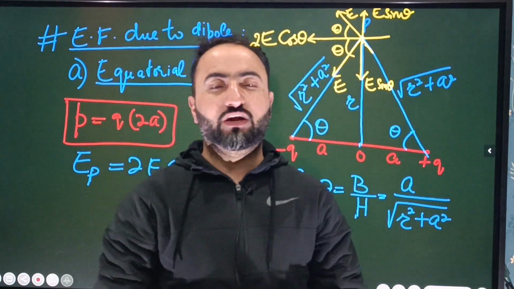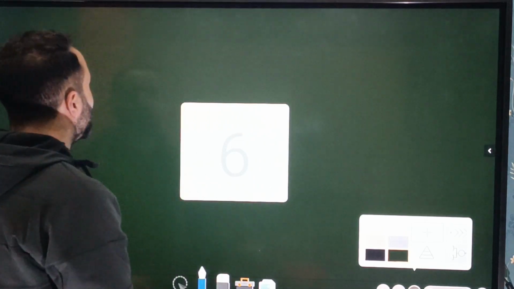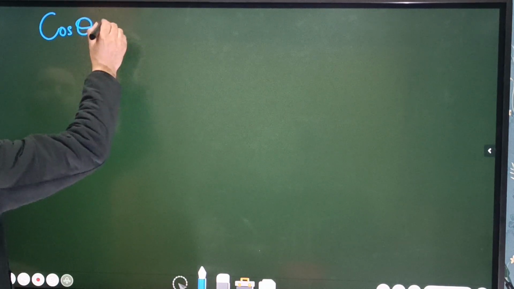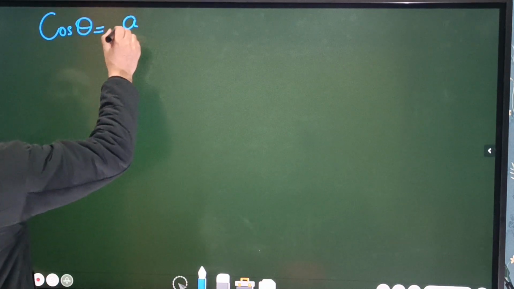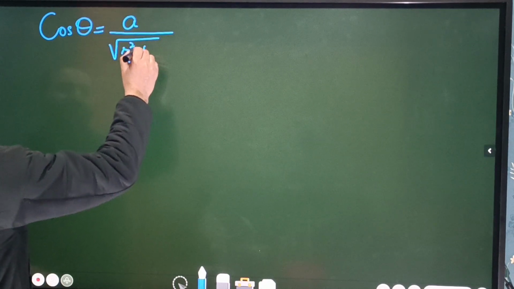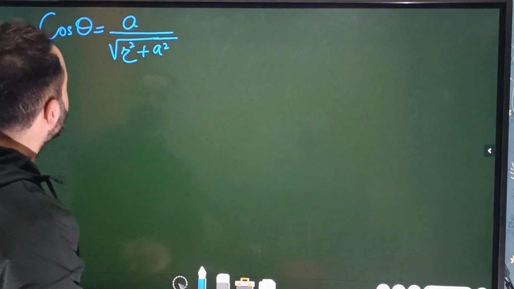E is the electrostatic field because of my point charge, okay? So here let me write it down. First of all, what is the value of cos theta? Let me rewrite it here. So cos theta is equal to a divided by root of r square plus a square, isn't it?